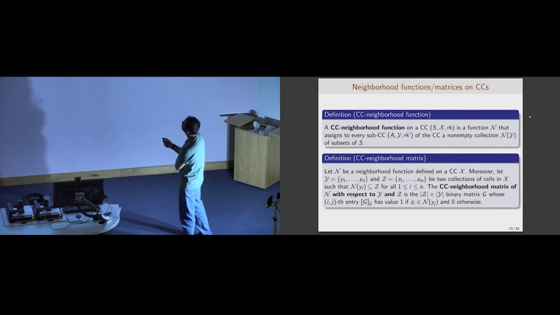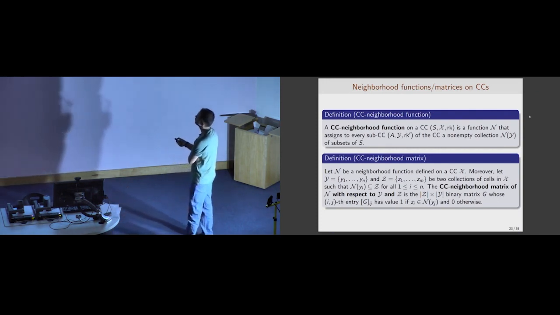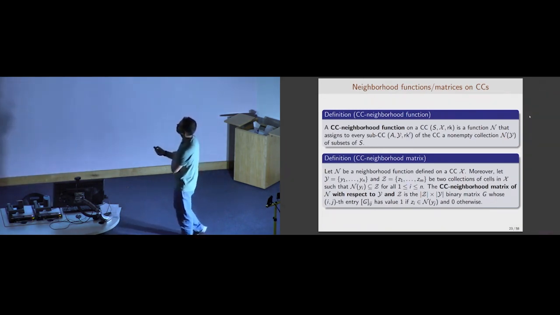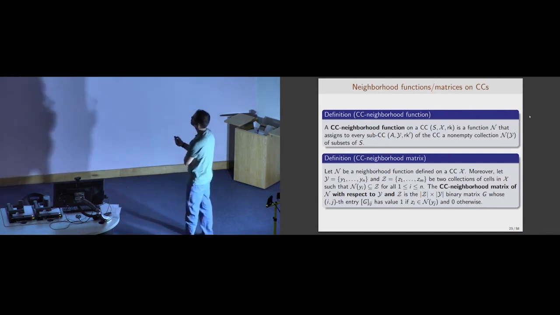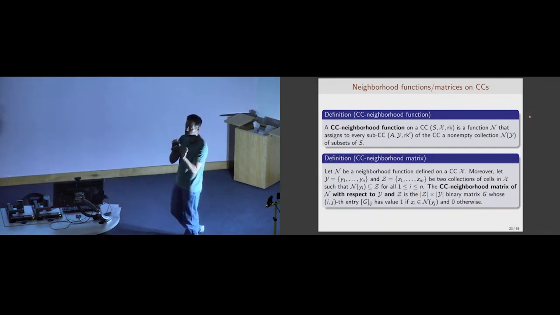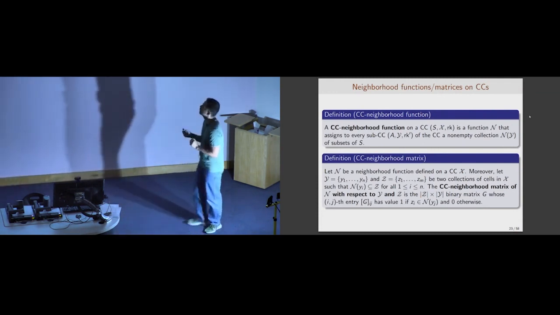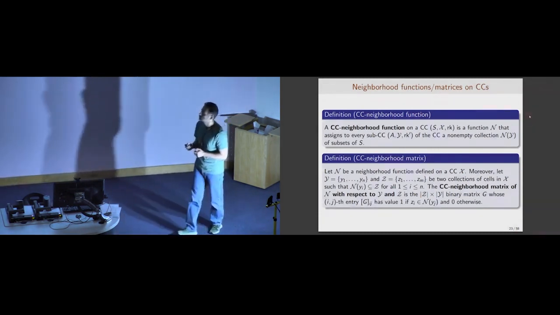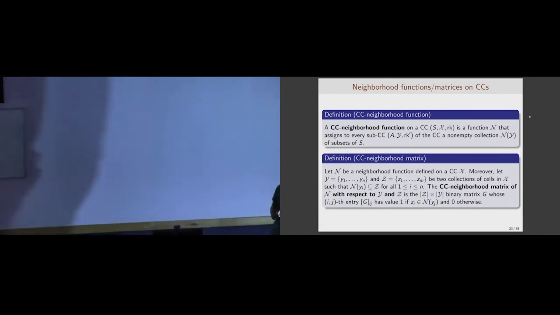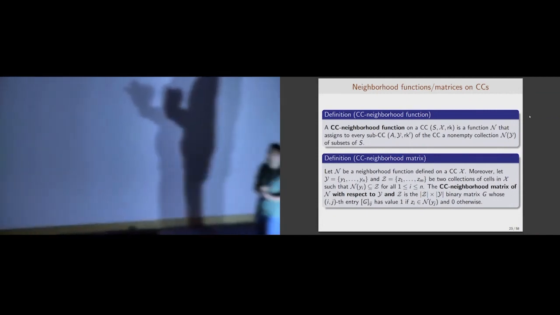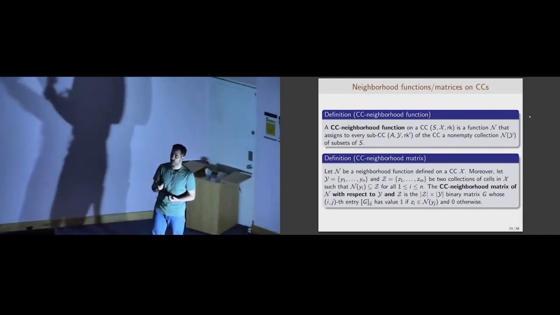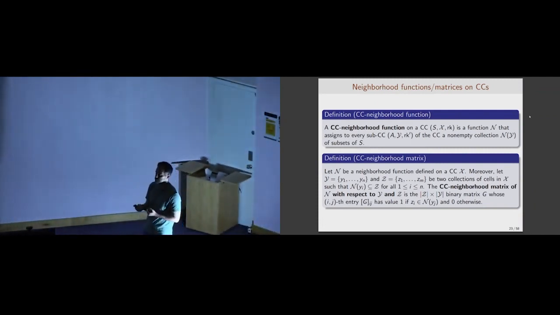Let's say that I have a CC neighborhood function, and let's say that I consider 2 collections, calligraphical Y and calligraphical Z, of cells in the CC. So now the question becomes how the cells in these 2 collections of cells relate to one another, and how can I encode this information? Maybe to bring up an analog, the notion of adjacency matrix related to graphs tells you whether two nodes are adjacent to each other.